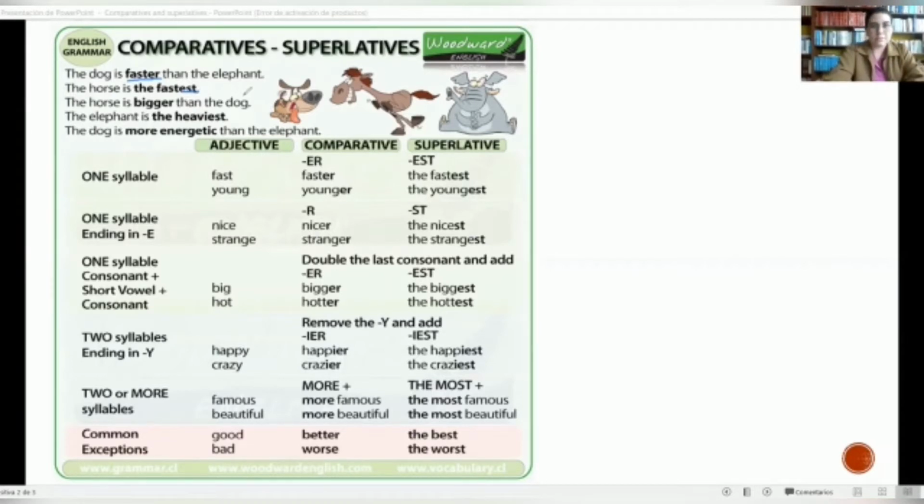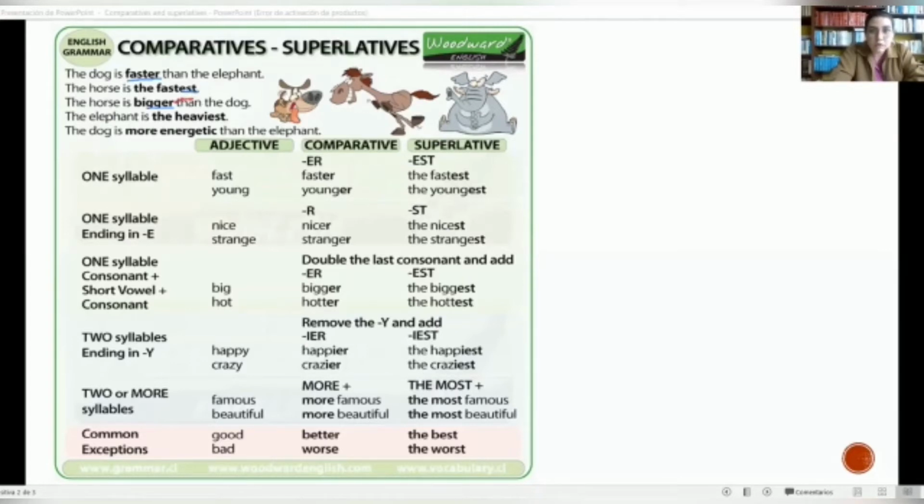For example, in this case, the dog is faster than the elephant. I am talking about a dog and an elephant. The horse is the fastest. We are talking about three animals, a dog, a horse, and an elephant, and the horse is the fastest, okay? Then the horse is bigger than the dog. Remember that you need to use than.